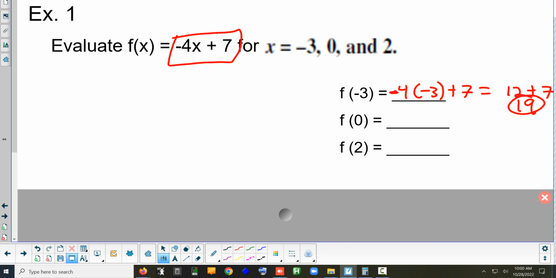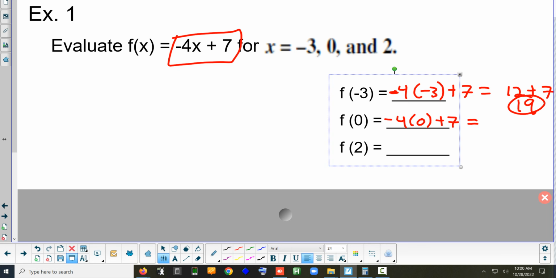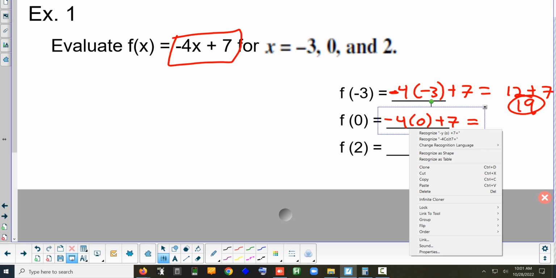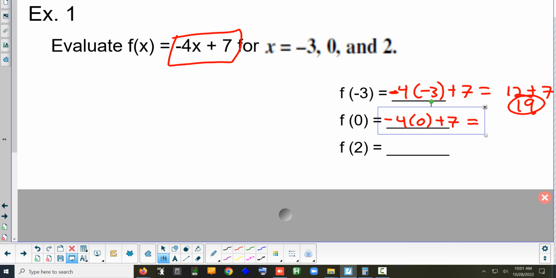Now let's do 0. -4 times 0 plus 7. So again, this would be pronounced f of 0. What is the answer when you plug in 0? How about Abby? What do we get for that one? What's -4 times 0? Plus 7? Oh, 7, yeah. So that one comes out to 7.